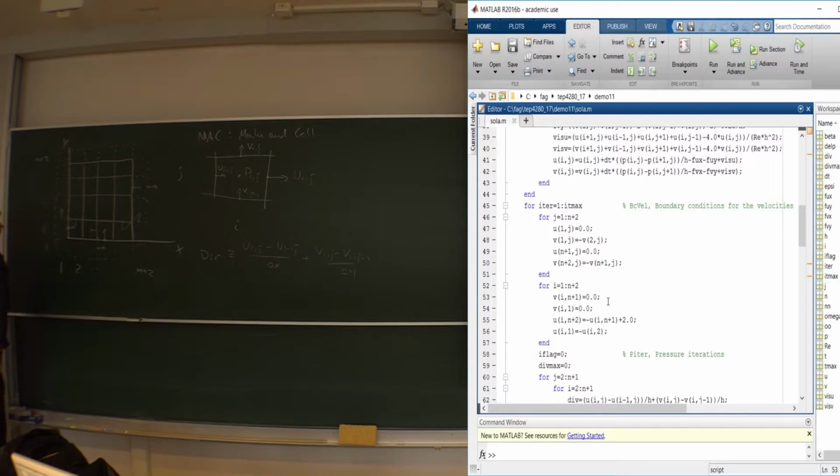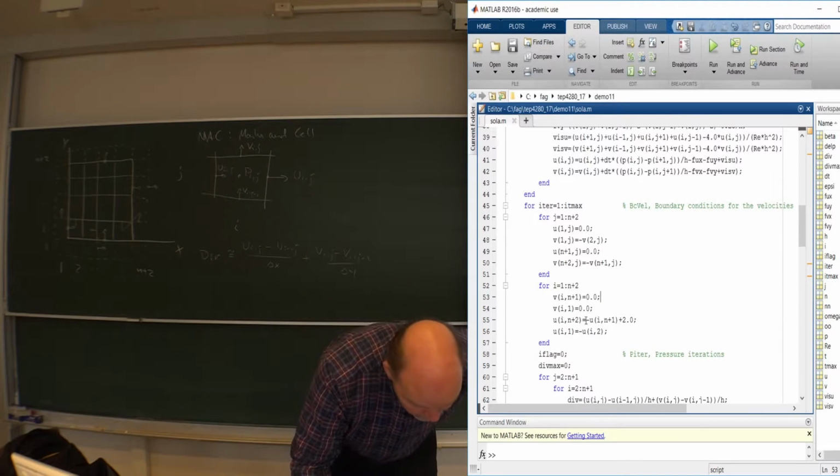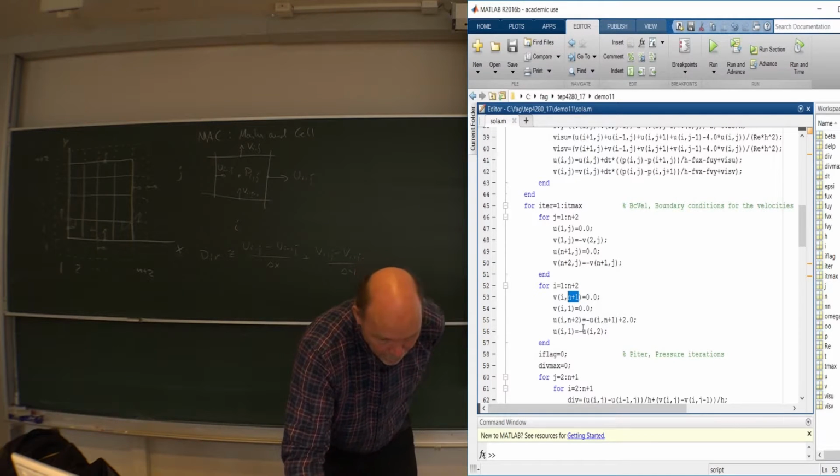Exactly the same there. For the top wall, well, for the velocity in the y direction, this is a solid wall, so the v velocity there has to be 0. And that is v, not n+2, but the one below, n+1. So that one has to be specified, v n+1. And indeed it has been.